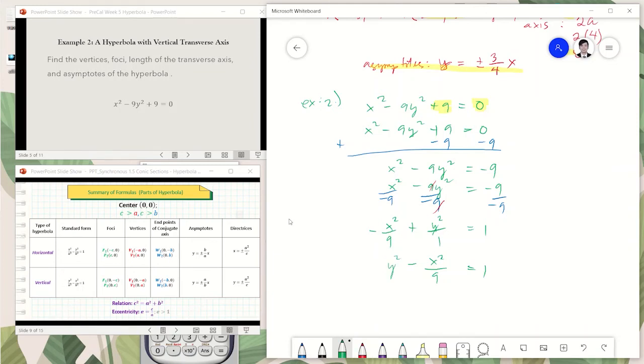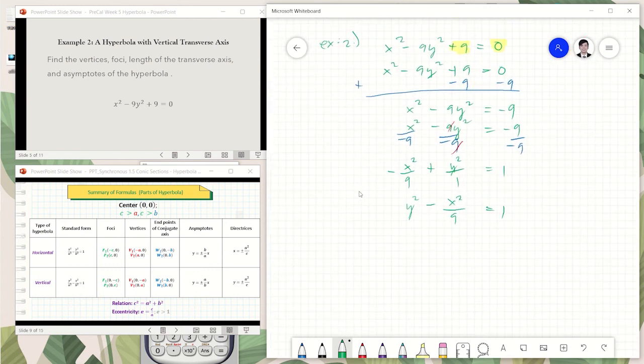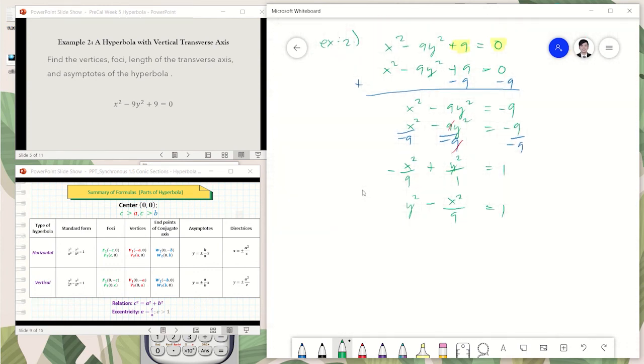So, similar with our example 1, we need to make sure that we'll be able to figure out the a, b, and c, as well as the decision whether it's horizontal, vertical, or if the center is at the origin or not. By simply looking at it, we know that the origin is our center. It's because what is being raised to a power of 2 is just the y and the x, and nothing else. So automatically the center is at 0, 0.